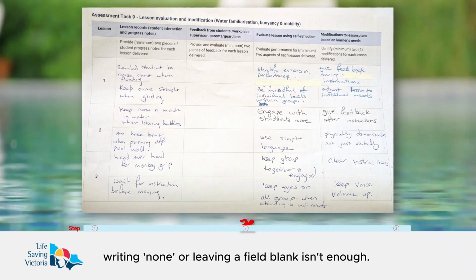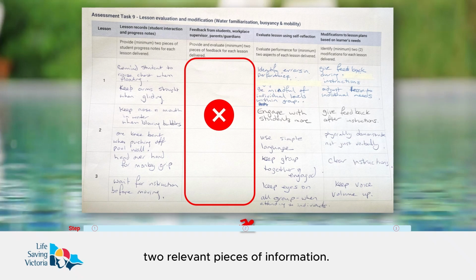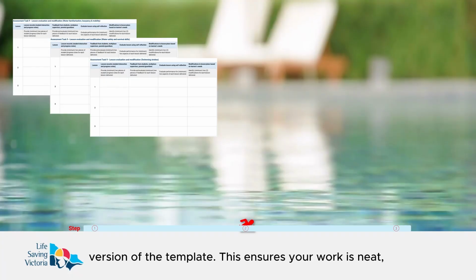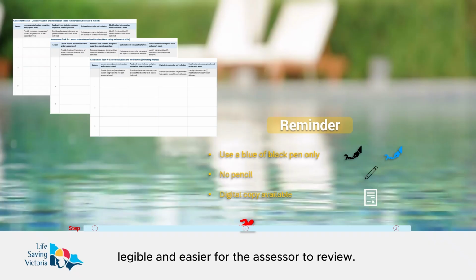Remember, writing none or leaving a field blank isn't enough. Each section must include 2 relevant pieces of information. If your handwriting is hard to read, we strongly recommend using the editable PDF version of the template. This ensures your work is neat, legible, and easier for the assessor to review. Finally, scan your completed templates clearly and save them in a safe place. You'll need them when it's time to submit your full portfolio.